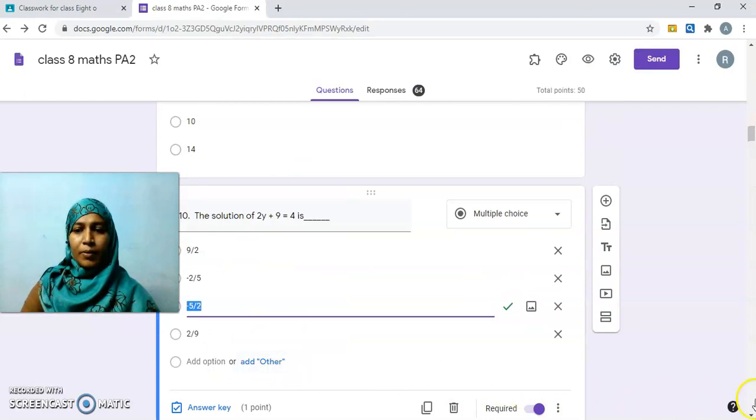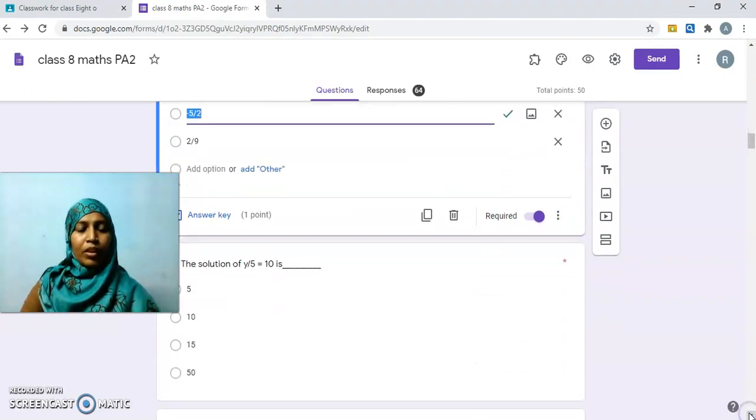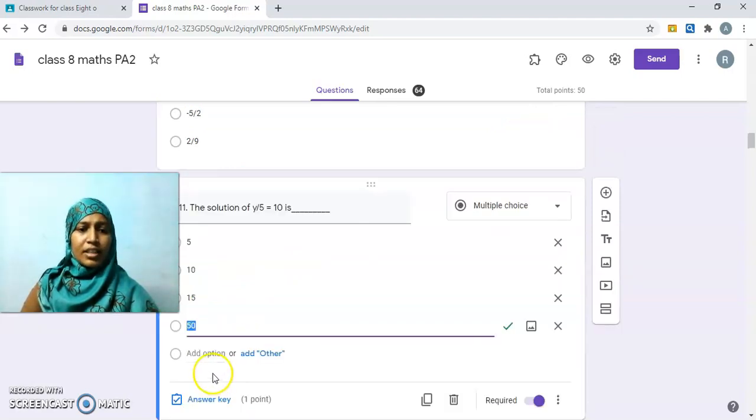Next thing is, the solution of y by 5 is equal to 10. Very simple. If it is in denominator, it moves to the numerator. So, 50 is the answer. Very simple questions I have asked. And even for this, you have struggled a lot.